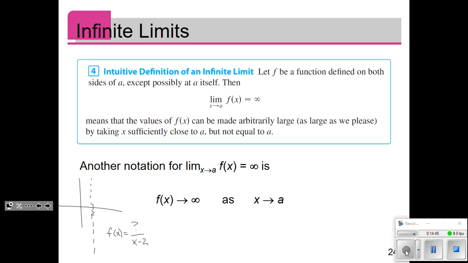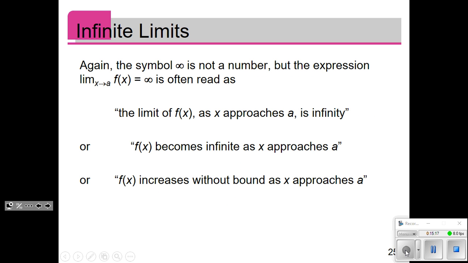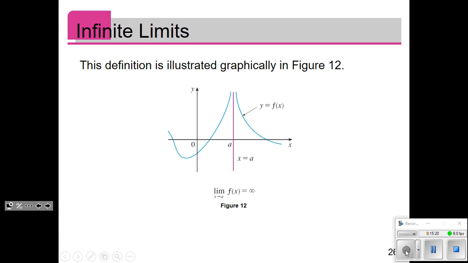So whatever, if this is my function and it approaches this or it approaches this, this would be infinity or negative infinity limits. It would be a positive infinity limit if I'm approaching 2 from the left, and a negative infinity limit if I'm approaching 2 from the right. That's all they're getting at here. And it says it means the values of f of x can be arbitrarily large by taking x sufficiently close to a but not equal to a. So, different ways you can say it.